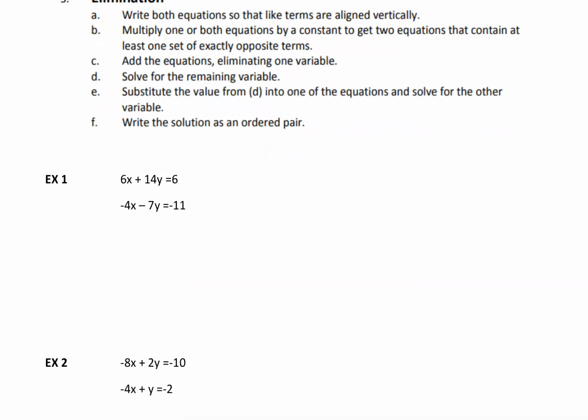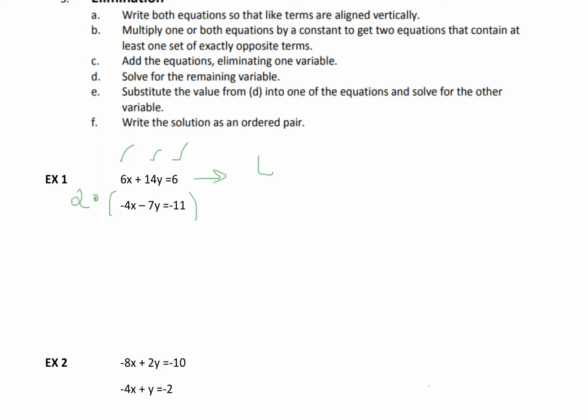Okay, so I'm going to leave those steps there, and we're going to give this a go. All right, so again, write both equations so that they're aligned. Check x, y numbers. Multiply to get exactly opposite. So 6 and 4 don't have an easy multiplication, but 14 and 7 do. So I'm going to multiply this one by 2.